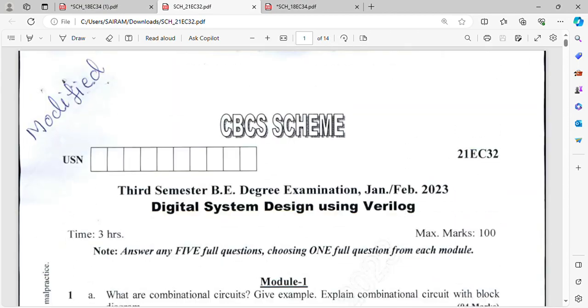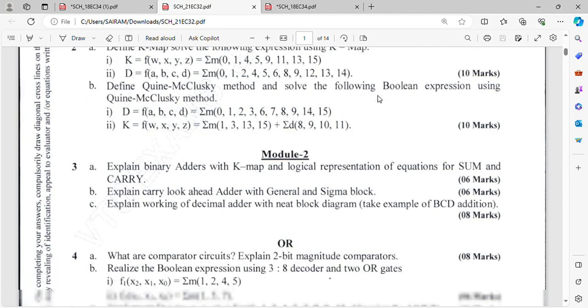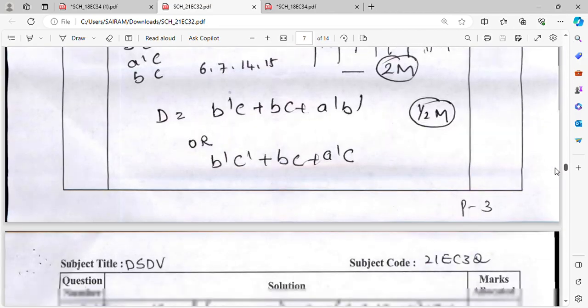Sorry, so please wait. So please wait, students. For C.